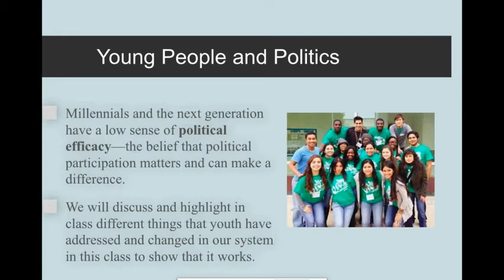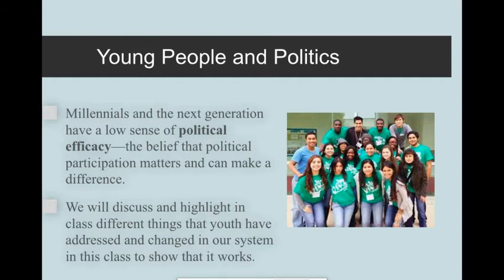So let's start with you guys, okay, the young people in politics. Millennials, the younger generations, you tend to have a low sense of political efficacy, which means that you don't necessarily believe that political participation matters and that you can make a difference. But I think this might be on a wave of change, hopefully.